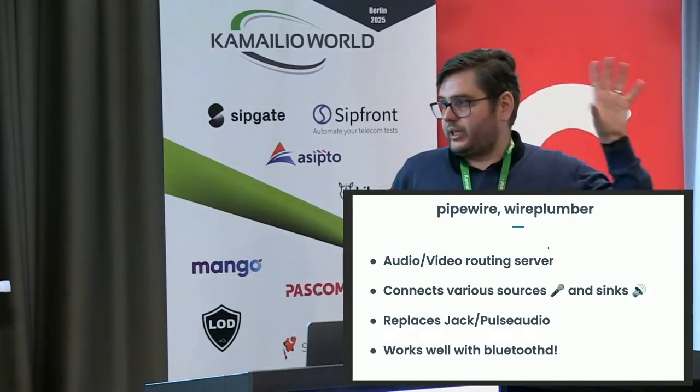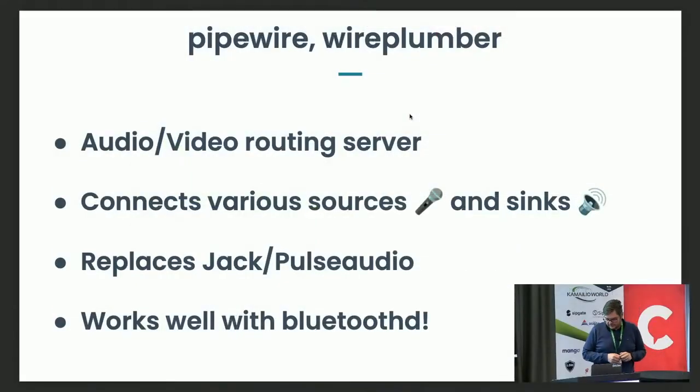So oFono is being used for the phone driving, and you don't actually have to configure anything. You just say apt-get install, and it kind of works. There's something you need to configure in PipeWire. PipeWire and WirePlumber are audio and video routing servers. They are supposed to replace JACK and PulseAudio.